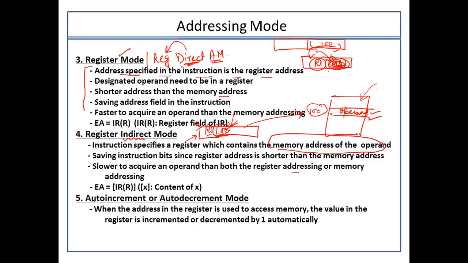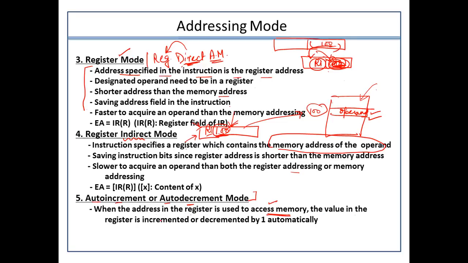Then the next one is the auto increment, auto decrement mode. The idea is very clear from the name itself. When the address in the register is used to access the memory, you have used the address which is available in the register to access the memory.